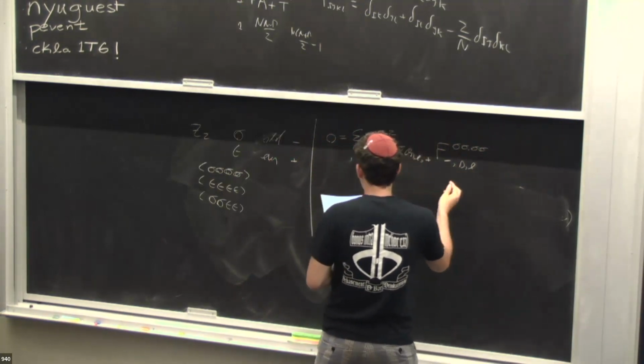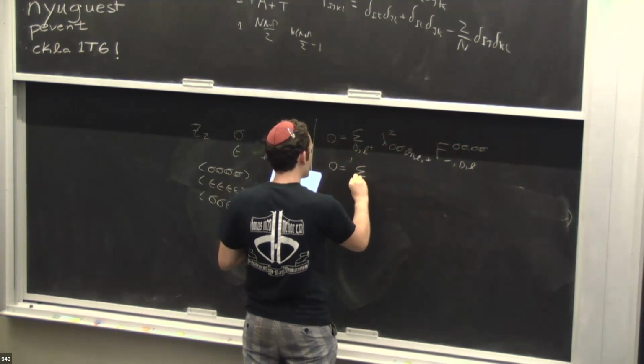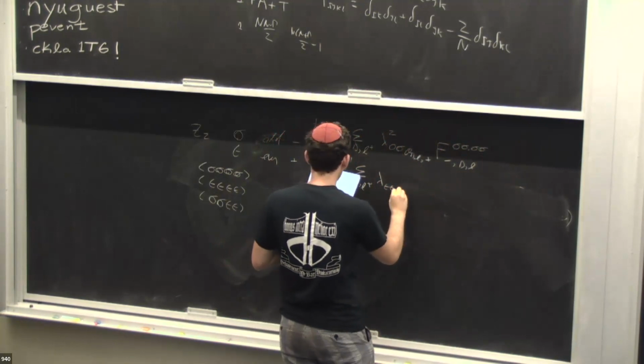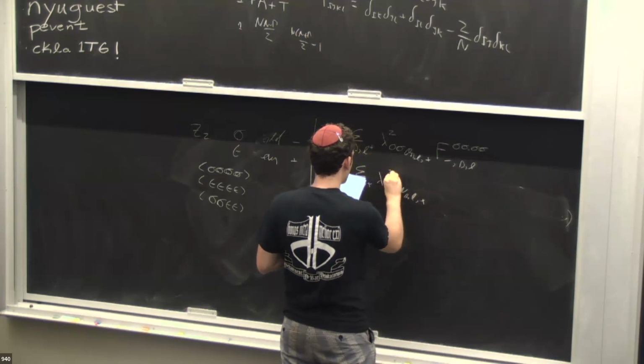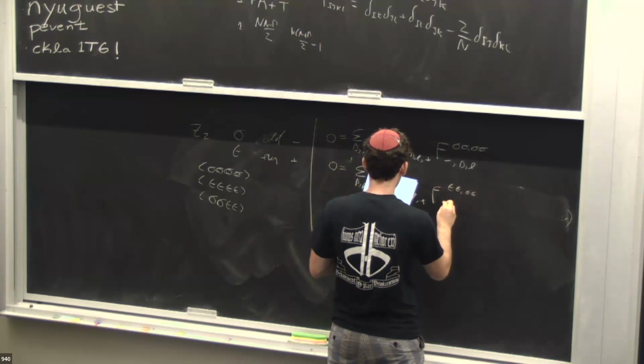Okay, so this is the crossing equation we get from sigma. From epsilon, we get the analogous equation. It looks exactly the same, except now you have OPE coefficients of epsilon instead of sigma, Delta, l, again in the plus representation. We get the same F here.